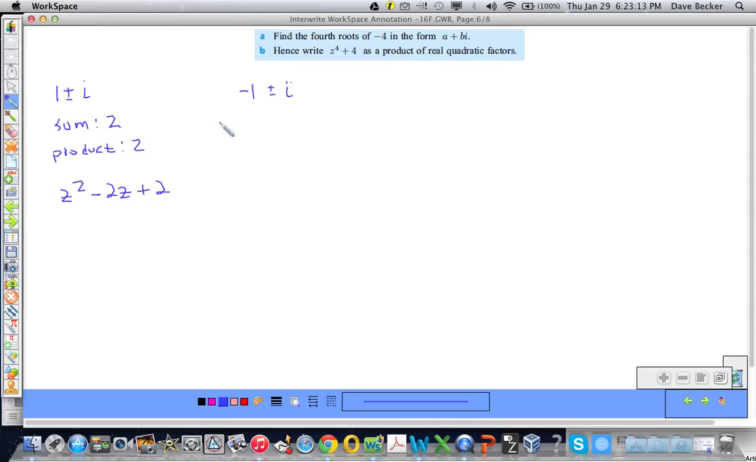And then -1 plus or minus i have a sum of -2 and a product of 2, which means they must come from the quadratic factor z squared plus 2z plus 2. And so z to the fourth plus 4 must be equal to the product of those two quadratics. Isn't that awesome?